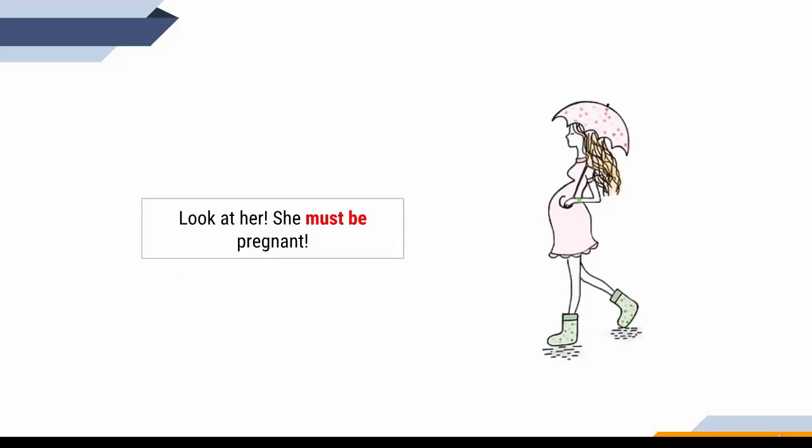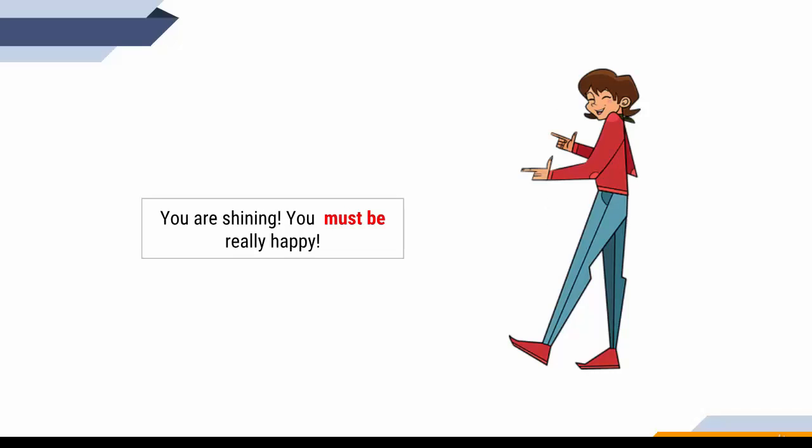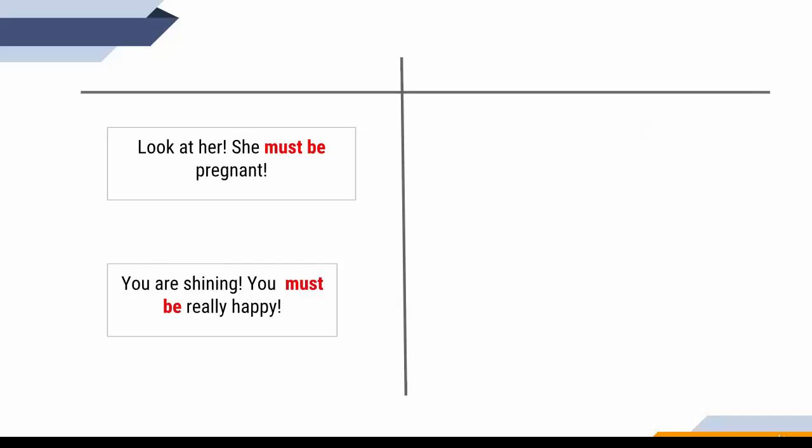Must. Look at her. She must be pregnant. You're shining. You must be really happy. And these two situations now. She must be pregnant. You must be happy. Yes, I'm sure that you've understood that. Must is the opposite of can't, and the meaning is that you are 100% sure that something is true, that something happened.